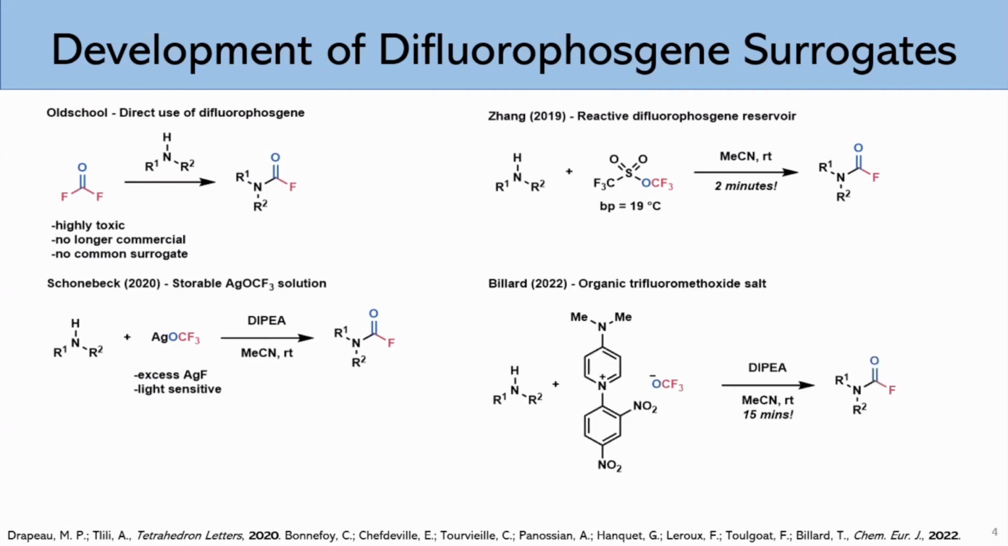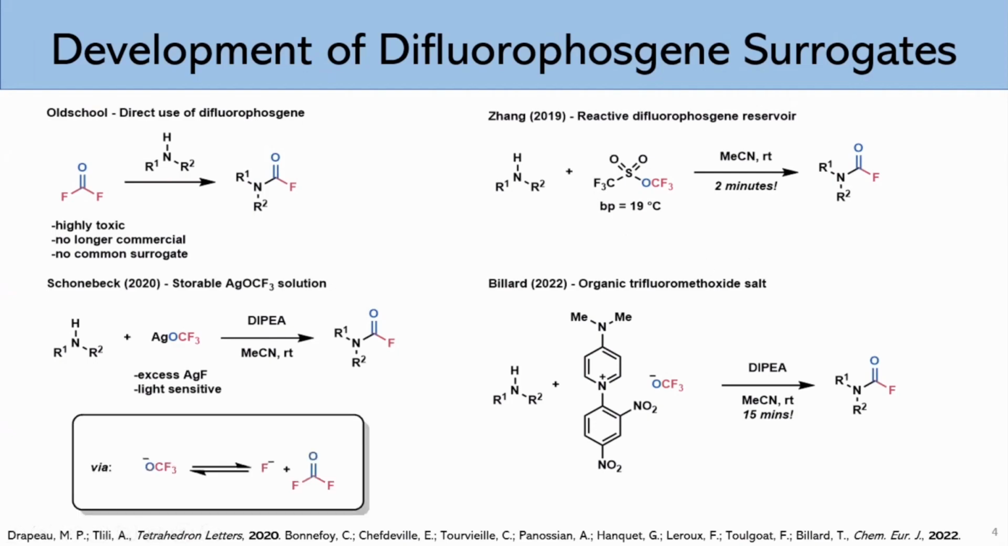And finally, just this year, Billard developed this organic trifluoromethoxide solid. This one I really like. It seems much simpler than the other ones to prepare the carbamoyl fluorides through this method. And this is prepared in situ from the nucleophilic base dimethylaminopyridine with this trifluoromethoxy dinitrobenzene. All of these operate through a similar mechanism where you have your trifluoromethoxide anion, which eliminates fluoride to give you difluorophosgene in situ. So you get the same benefits of reactivity of this horribly toxic gas without actually having to handle it yourself.